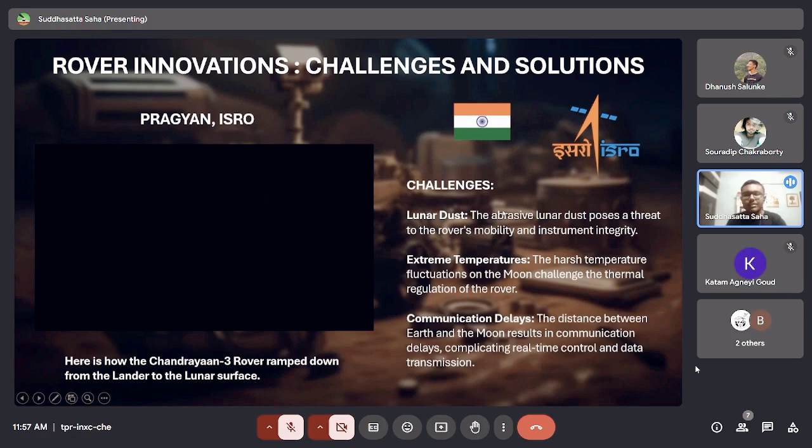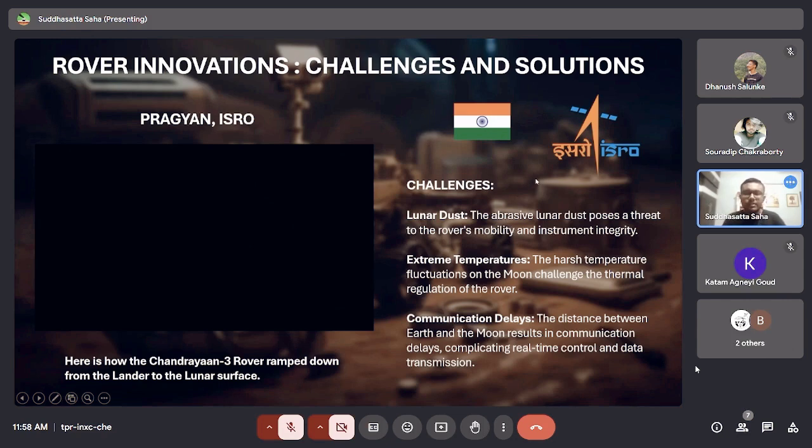So the challenge of this Pragyan rover in particular was the lunar dust, which means that it will cause wear and tear, and it will also put up a tough fight to the durability and resilience aspects of the rover. Like the lunar dust has this abrasive nature of destroying any sort of apparatus which is deployed on the moon, and this also affects the integrity of the instruments which are there.